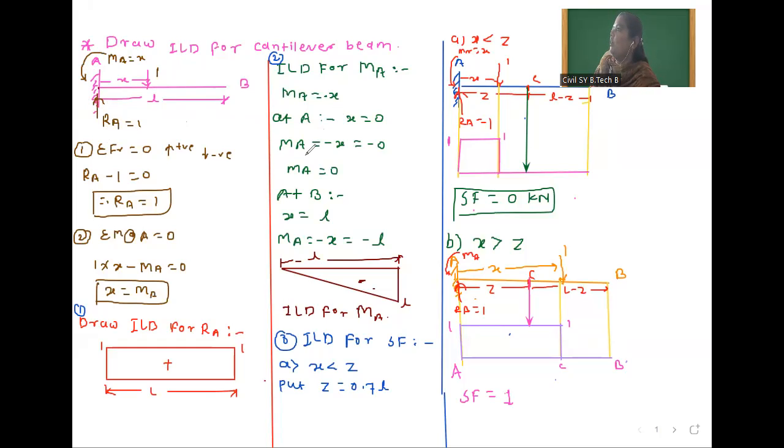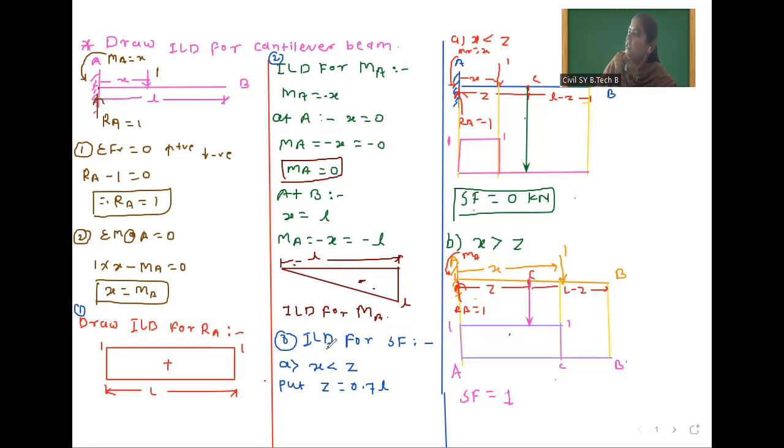And accordingly, we have calculated the value of MA at A point. Similar way, you have to find out at B point. Whenever you calculate at B, at that time you have to consider x which is equal to L. So here we have put the value of x which is equal to L. So MA which is equal to minus L, and accordingly we have drawn ILD for MA.